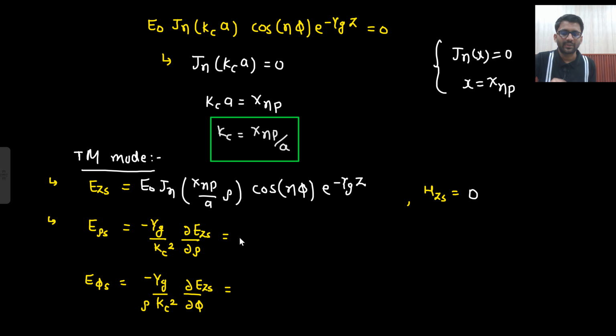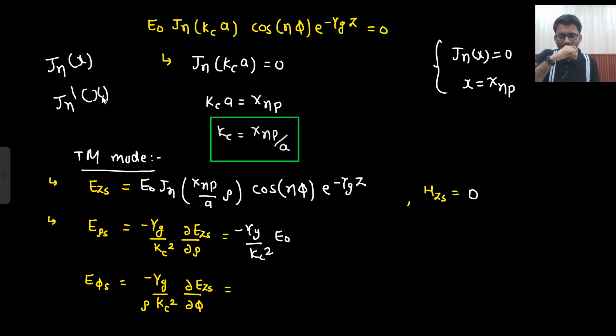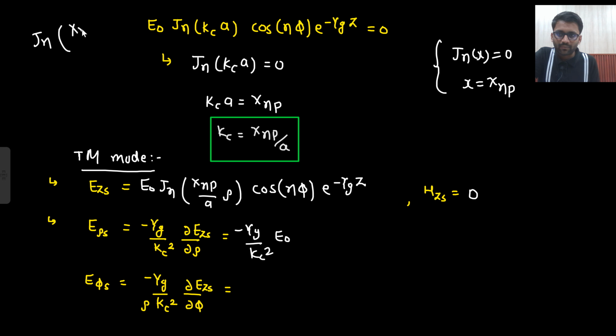Now you just need to differentiate with respect to rho. So what you get? Minus gamma g upon Kc square E naught as it is. With respect to rho we need to differentiate. Jn x was differentiated with respect to x, so what did you get? Jn dash x. Now this is being differentiated with respect to rho. Now the scene is Jn of x n p by a rho, being differentiated with respect to rho. These are constant.